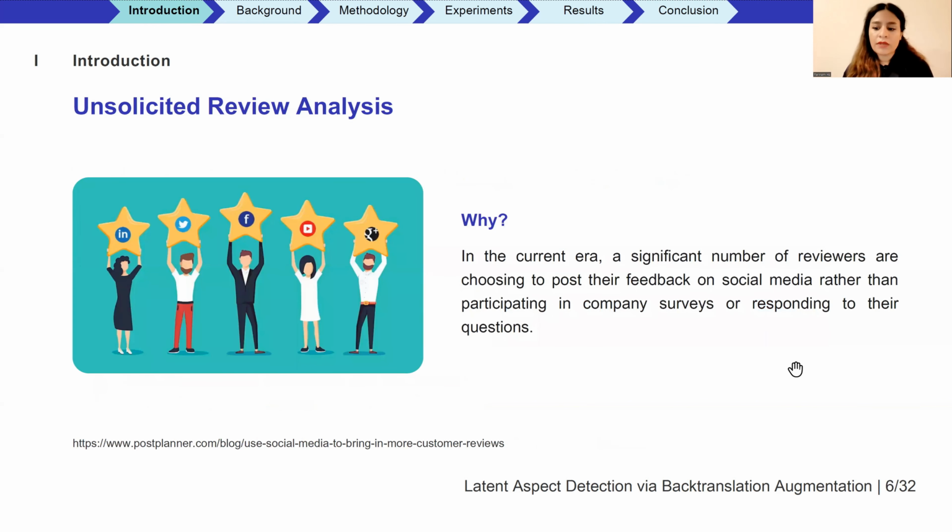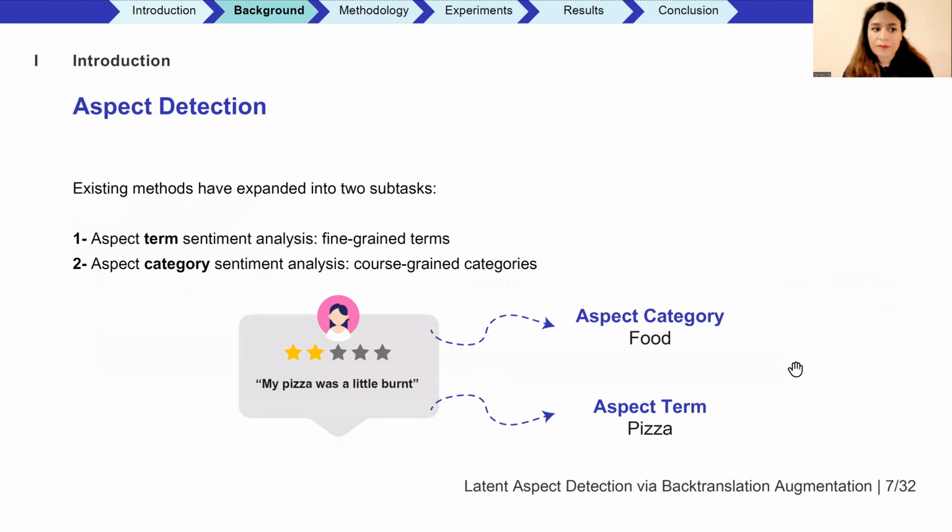But why do we want to find them? Because according to the literature, a large number of the reviews are unsolicited, just like every one of us writes every day on social media. And these unsolicited reviews have latent aspects. So as the majority of the reviews are unsolicited, it is really important to find the aspects in these reviews. And so, we want to find these aspects in unsolicited reviews.